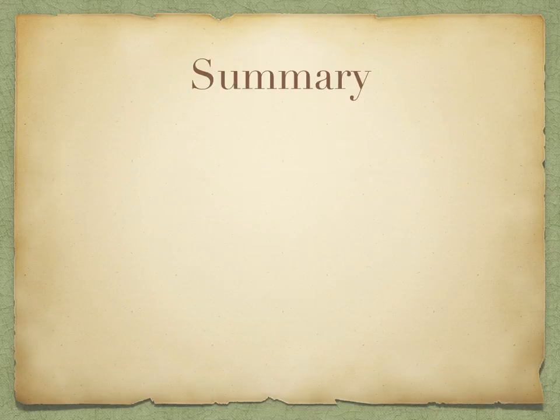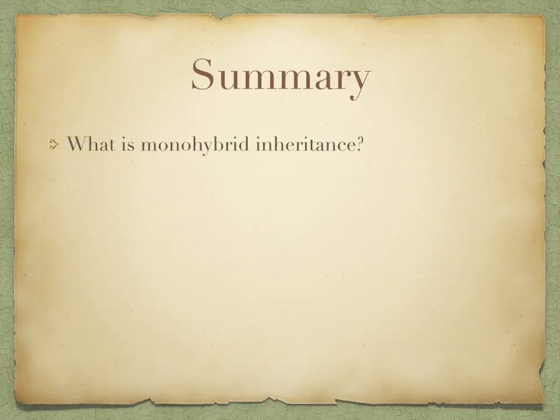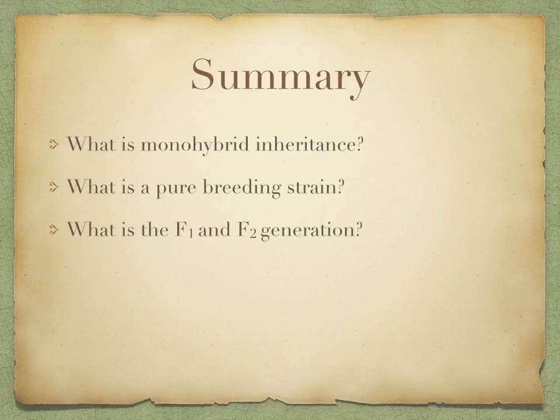So what have we looked at in this topic? We've looked at what is monohybrid inheritance. This is the inheritance of a single gene. What is a pure breeding strain? It's where the genotype is homozygous. What is the F1 and F2 generation? This is the first and second filial generations represented in the offspring. When you do a genetic cross, remember all the different steps that you have to do: you have to write the parents, the recombination, the gametes, the offspring.